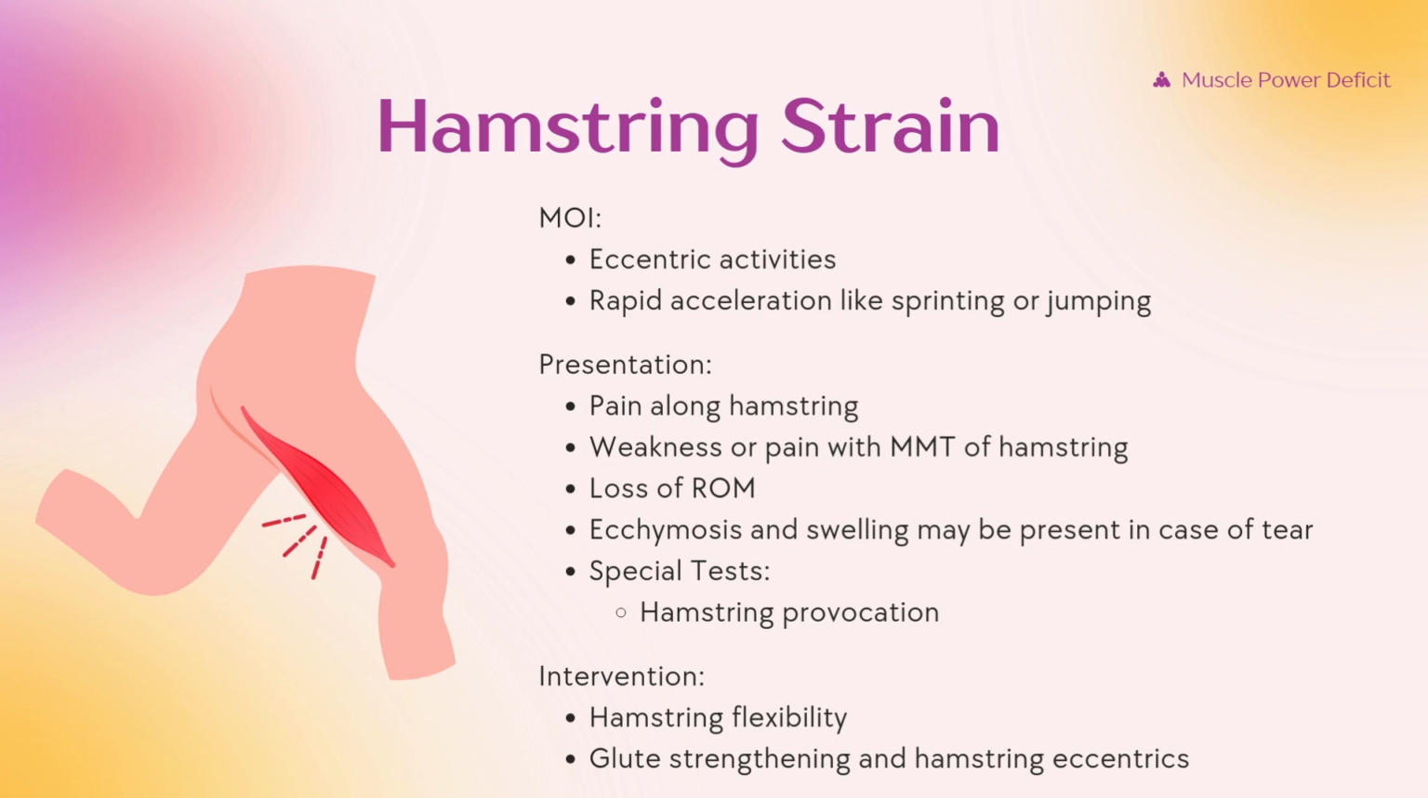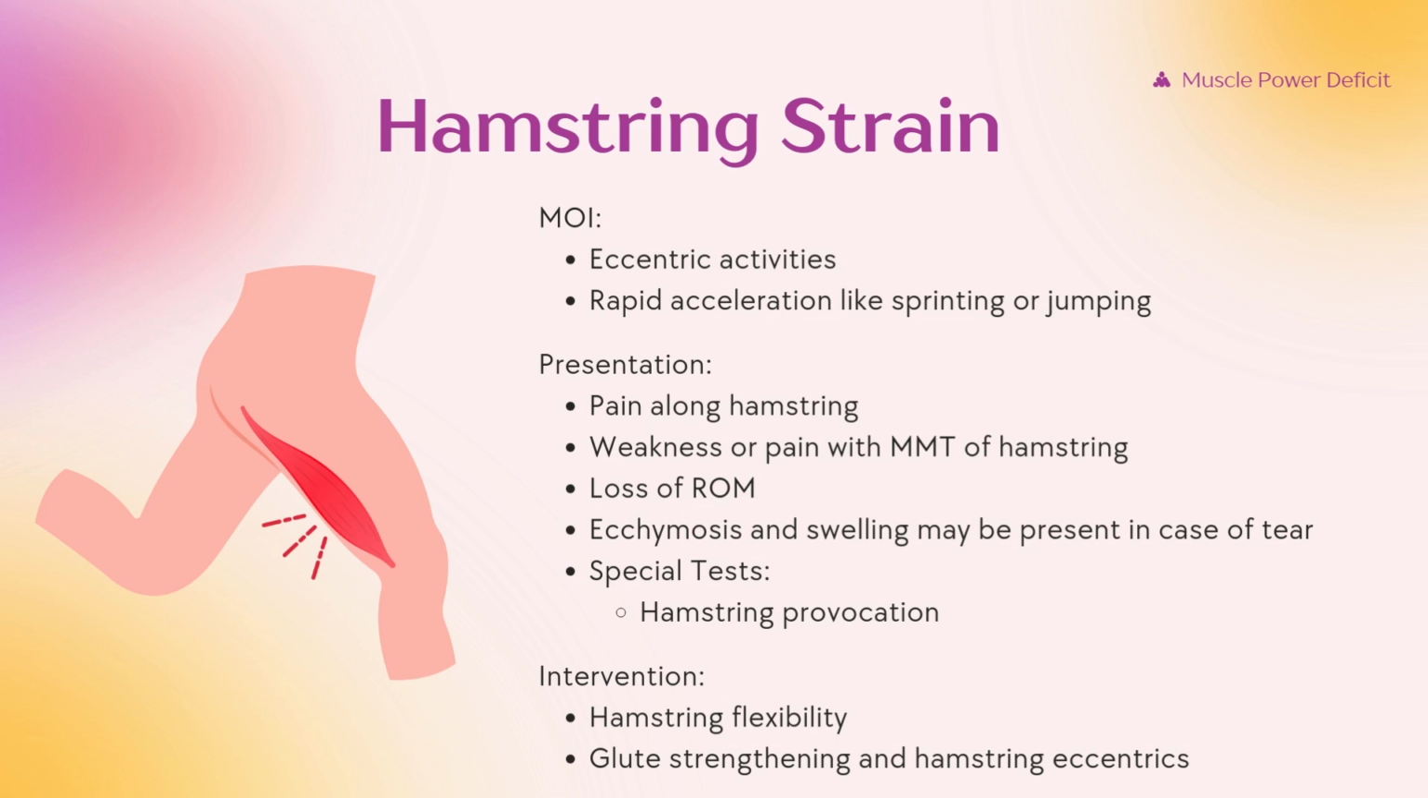So they will have pain along the hamstring, weakness or pain with an MMT of the hamstring, and loss of range of motion. You could see some ecchymosis or swelling in the case of a tear, and a special test would be the hamstring provocation test. This helps localize the area of the possible muscle strain. It's basically an MMT of the hamstring where they are prone and the knee is slightly flexed, and weakness or reproduction of pain with internal rotation or external rotation will be a positive test.